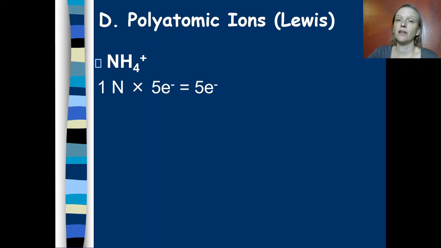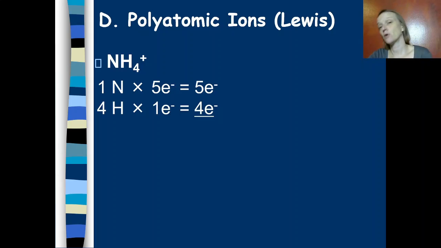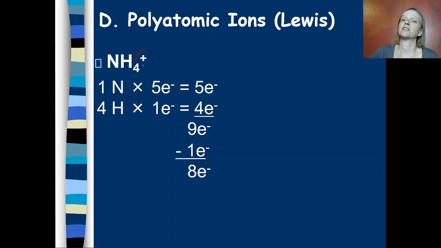Nitrogen has 5 valence electrons. I'm sorry, each of the 4 hydrogens has 1 valence electron, for a total of 4 valence electrons. So we've got 9 electrons total to place, except because this ion has a charge of +1, it must have lost an electron somewhere, so we subtract that 1 electron. We're going to place 8 electrons in this Lewis dot structure.